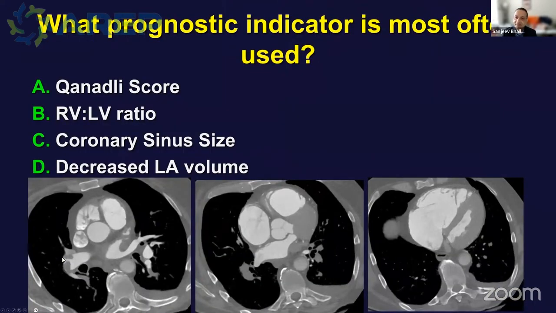One of the questions that sometimes comes up is, what prognostic indicator is most often used? Is it the Qanadli score? Is it an RV to LV ratio, coronary sinus size, or decreased LA volume? And as you've already heard me say, really it's the RV to LV ratio. I want to really emphasize that there are scoring systems in the literature, but what I'd like to highlight to you is that these scoring systems really aren't practical. They're not used in clinical practice across the United States and across the world. They're more for research papers.